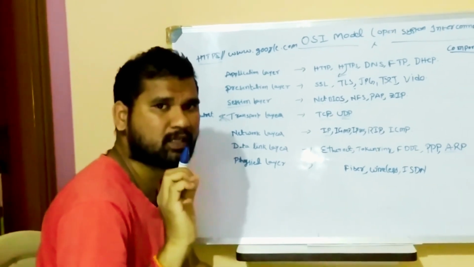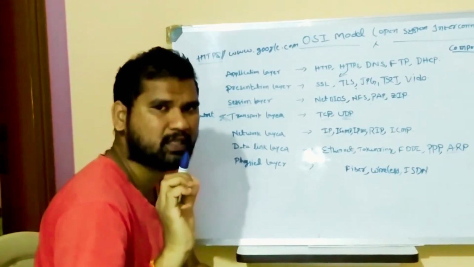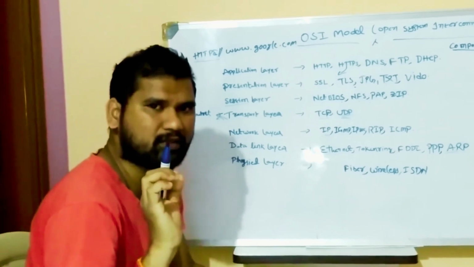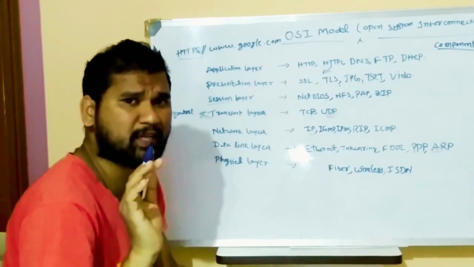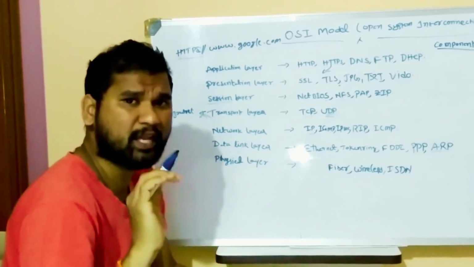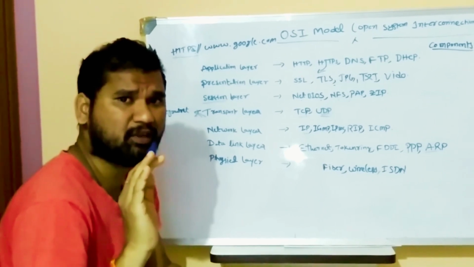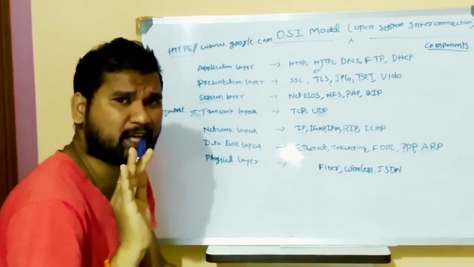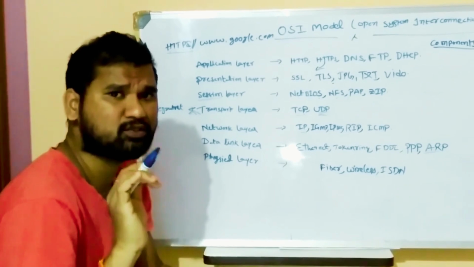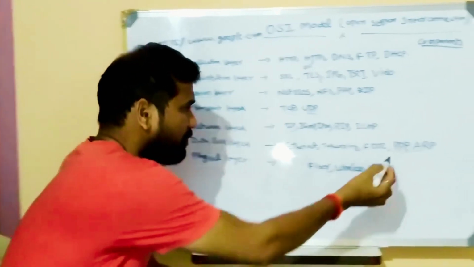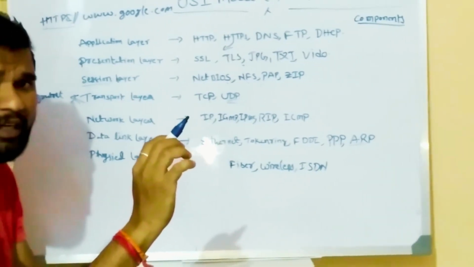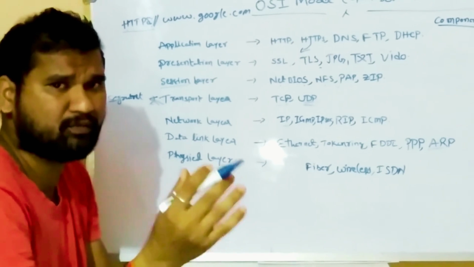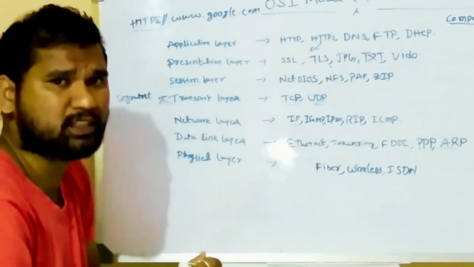ARP is used only to find an unknown hardware address. We know the IP address of the destination, but we don't know the MAC address of the destination. At that time we use an ARP request. I will explain all the information about the ARP protocol in future sessions.